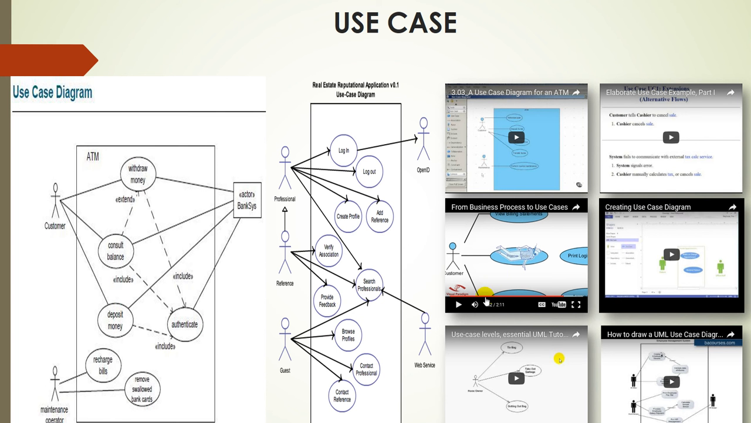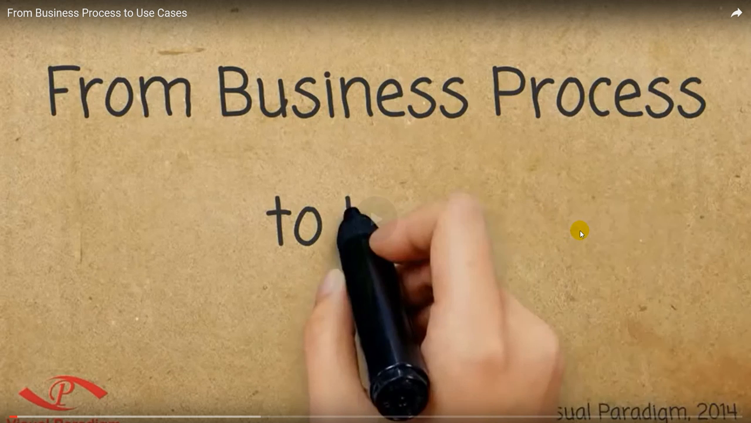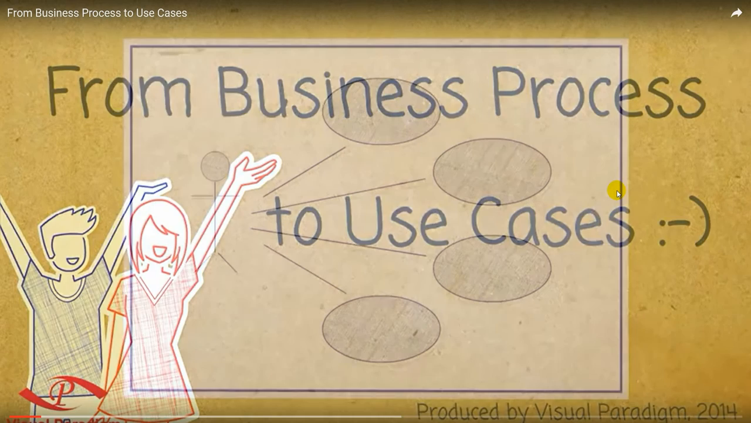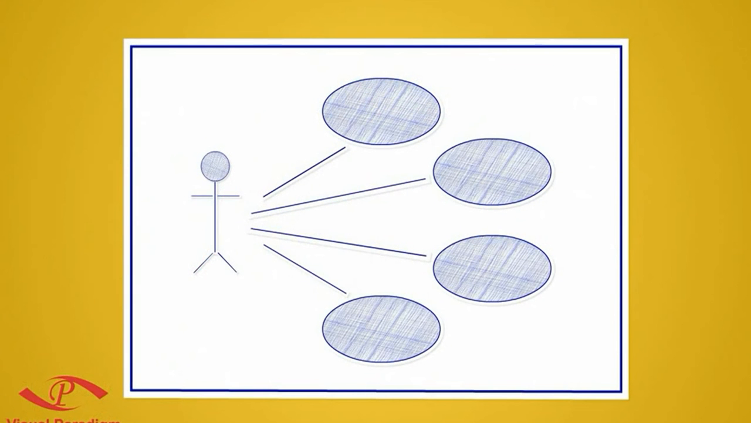Okay, let's see another short movie, 2 minutes, on how to convert a business process and show it via use cases together. A use case diagram helps you determine the core functions of a system. But the question is, where do the use cases come from? Who can give you the answer?